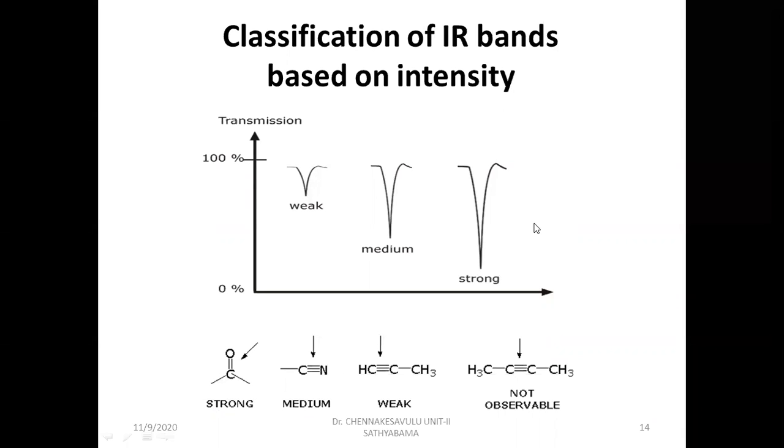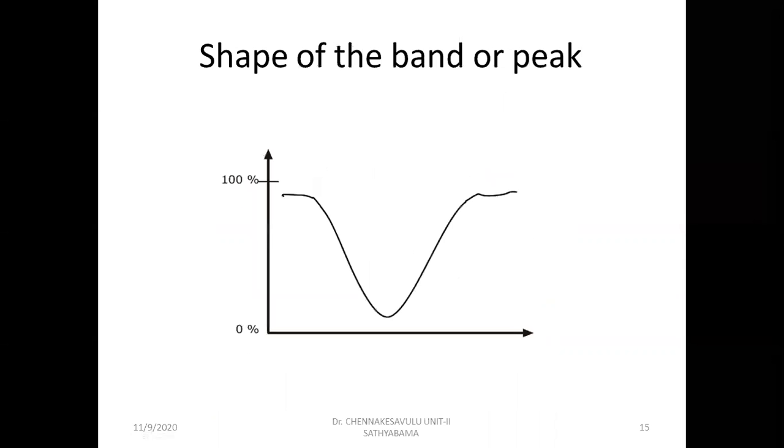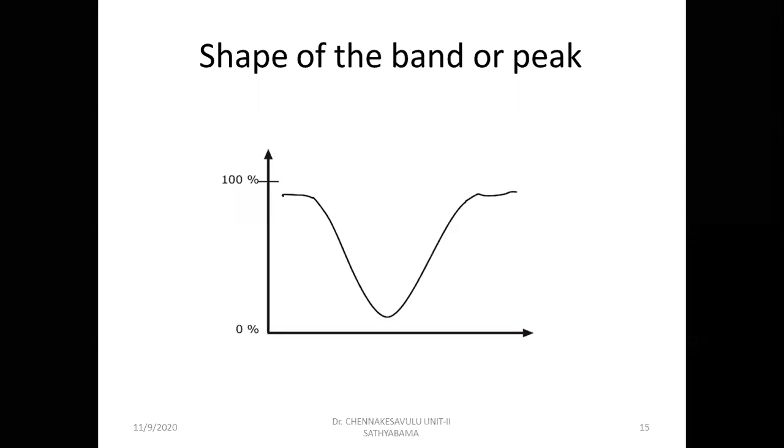And now where this peak will appear is one more question. The shape of the band or peak is also something we observe in the IR spectrum or vibrational spectrum. Sometimes the band is very broad.